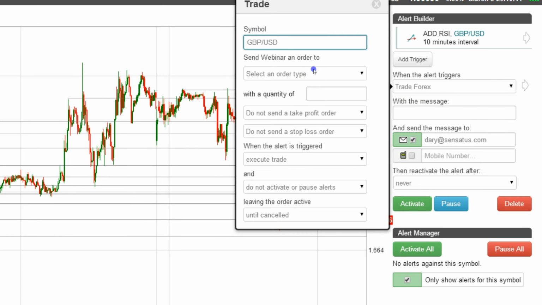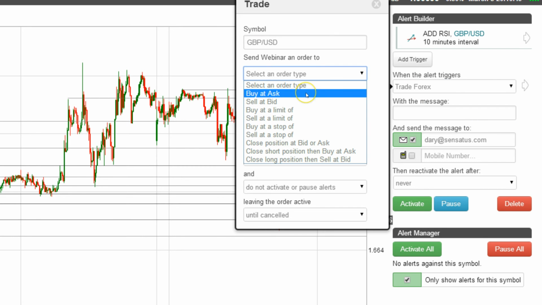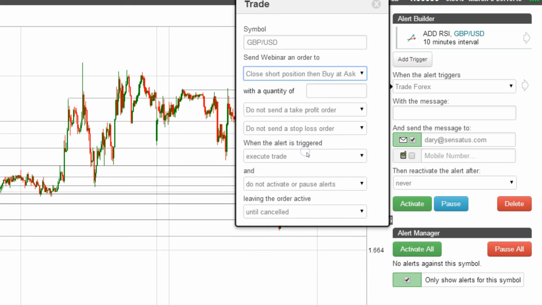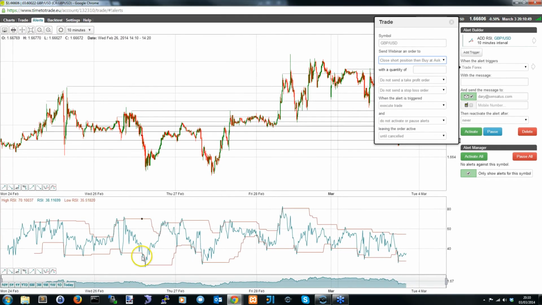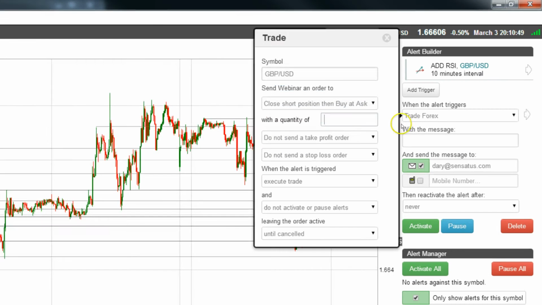In this example we will set up a trade, and what we're going to say is if we have a short position, then we're going to close it and then buy into a long position. So if it comes down here, we want to switch from a short position to a long position. We'd say 100k or $10 a point. We'll leave out the stops and limits for now, because we're going to sell if RSI gets to the other side of the range.